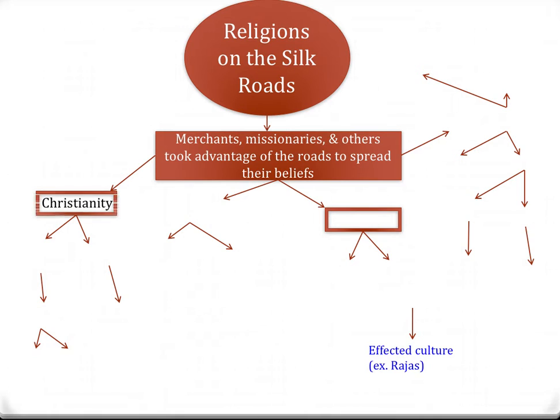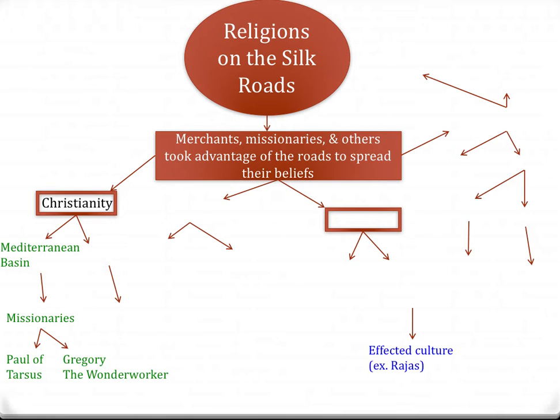The first religion we're going to look at is Christianity, primarily in the Mediterranean basin. It really did use missionaries to help spread it. Some of the more prominent ones were Paul of Tarsus, who spread the word to the non-Jews or the Gentiles, and Gregory the Wonder Worker. He was known for performing miracles, and that's why he was known as the Wonder Worker. Other places that we'll see Christianity are in Southwest Asia, where they have a very strict, very devout, very ascetic practice of Christianity. So it differs a little bit from that of the Mediterranean.